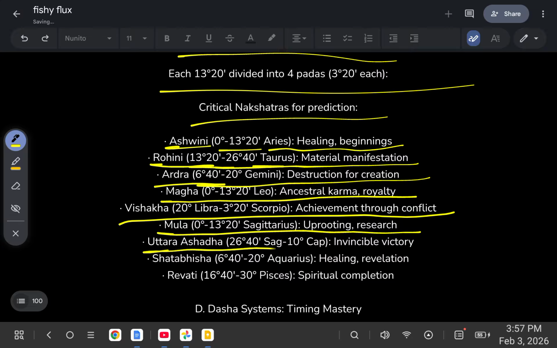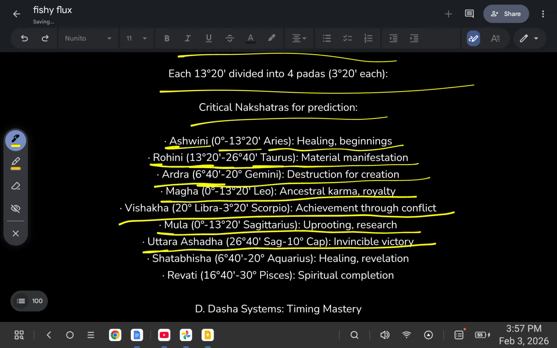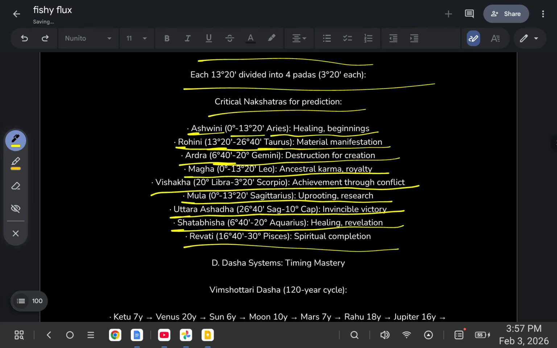Uttara Ashadha, 26°40' Sagittarius through 10° of Capricorn, invincible victory. Shatabhisha, 6°40' through 20° Aquarius, healing, revelation. And Revati, 16°40' through 30° of Pisces, spiritual completion.